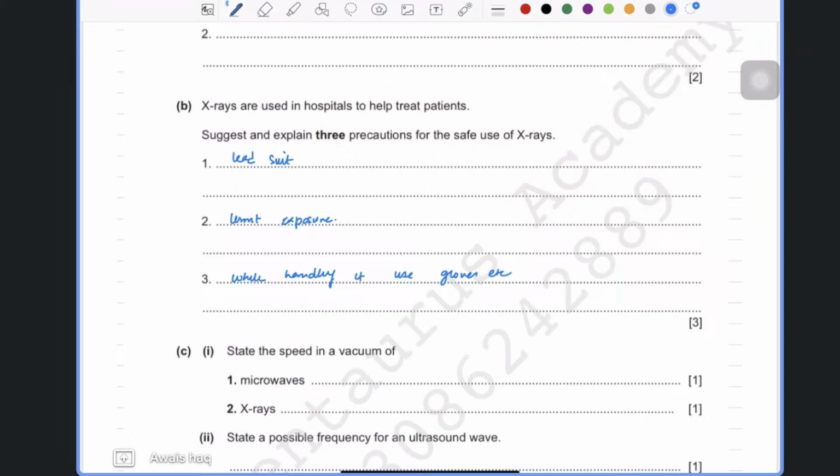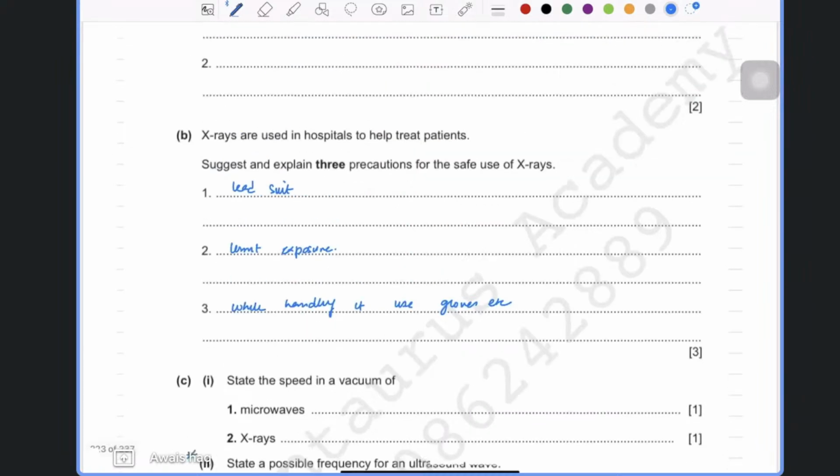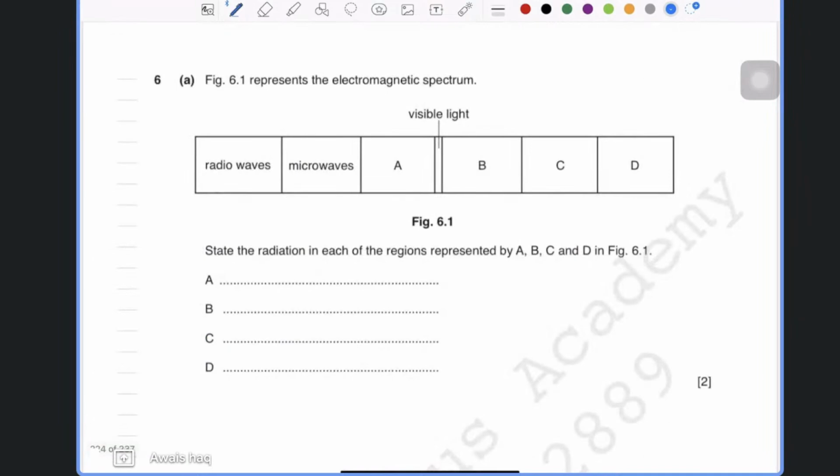Okay. State the speed of vacuum. You already know they have the same speed. State the possible frequency of ultrasound. Okay, this is from sound. We're gonna do it later. Who can tell me this quickly, please? I'm going to give you this homework as well.